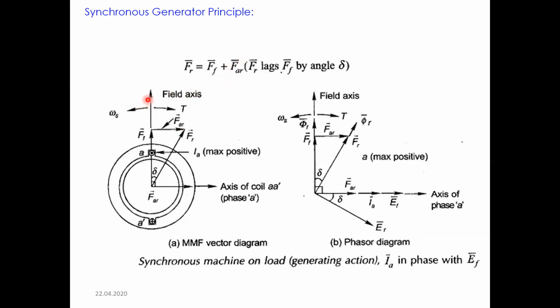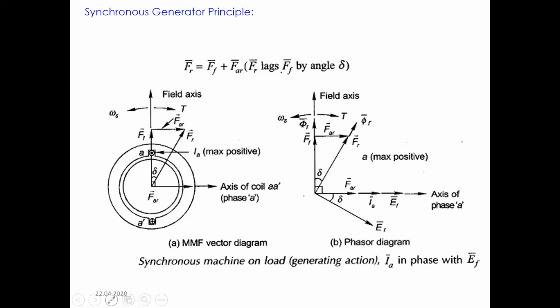With this anti-clockwise direction of rotation, you find the resultant MMF lags behind the field MMF here, and that is basically the rotor angle delta. That is the origin of the load angle, or power angle, or rotor angle. It is the angular separation between the main field MMF and the resultant MMF. More clearly it is shown here: this is the field MMF, this is the armature reaction MMF, and this is your resultant MMF.